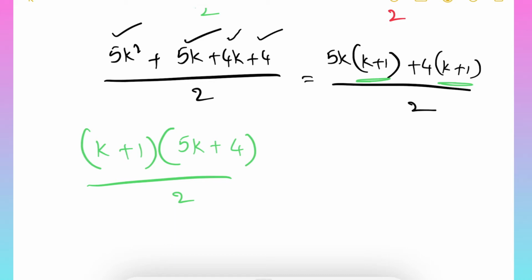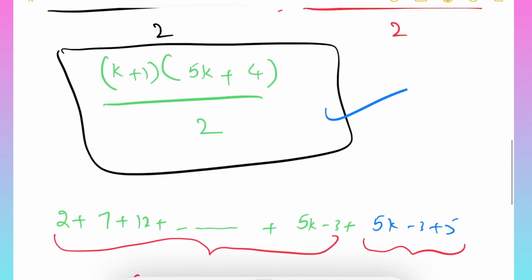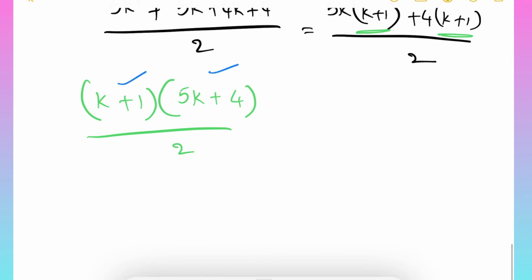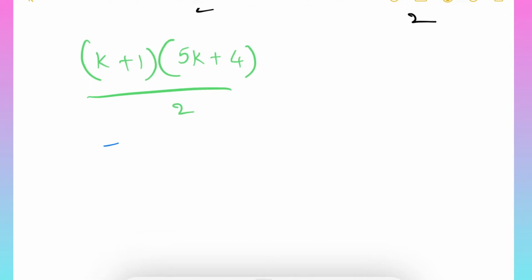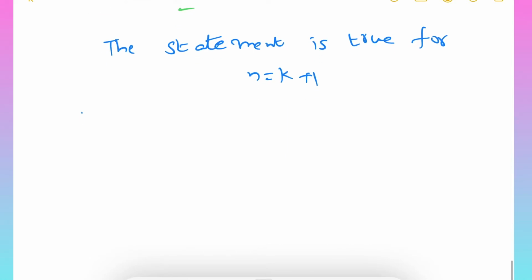Now let us check this with our previous one, whether we got the same or not. Actually we need to get k plus 1 into 5k plus 4 divided by 2. k plus 1 into 5k plus 4 divided by 2. So we got the correct answer. Then we can say that the statement is true for n equals k plus 1. The statement is true for n equals k plus 1 by the principle of mathematical induction.